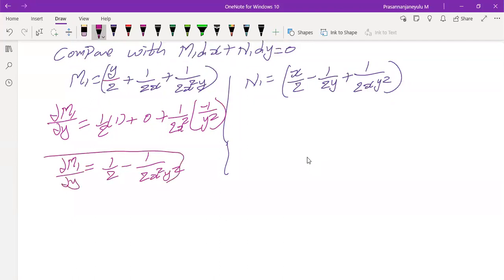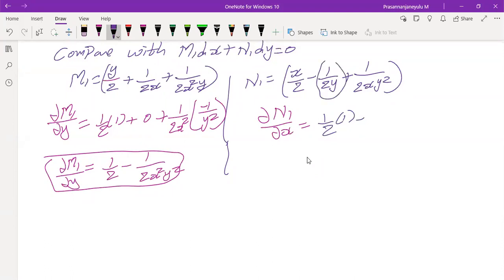Now we need to find ∂N1/∂x. In the same manner, finding ∂N1/∂x means partial differentiation of N1 with respect to the x variable, treating y as constant. So 1/2 into differentiation of x with respect to x is 1, minus differentiation of 1/2y with respect to x. Because we are doing partial differentiation with respect to x, 1/2y is constant, and the differentiation of a constant is 0, plus partial differentiation of 1/(2x y²) with respect to x.